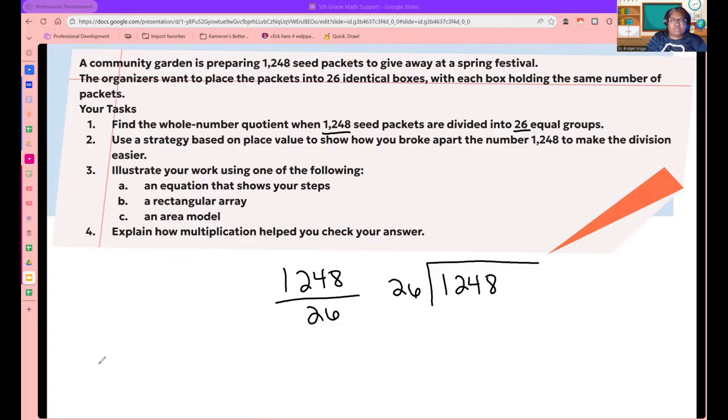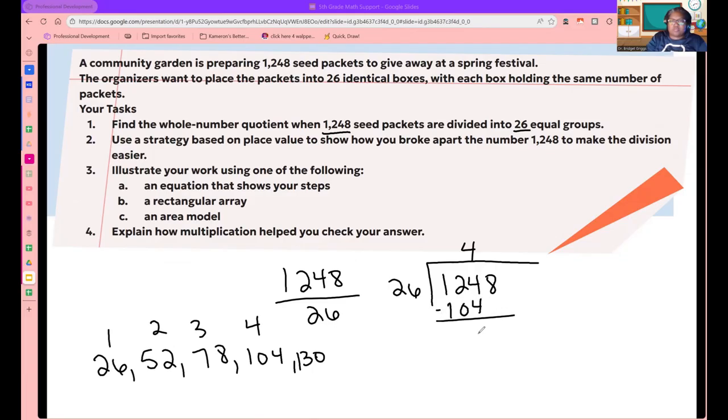Well, we can use repeat addition. So 26, 52, 78, 104, 130. Well, 130 is going to be too much, so we can go up 1, 2, 3, 4 times. And 4 times 26 will give us 104.